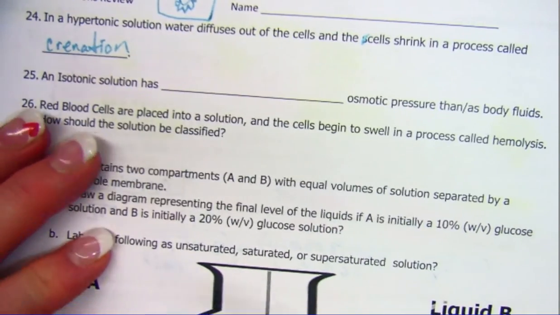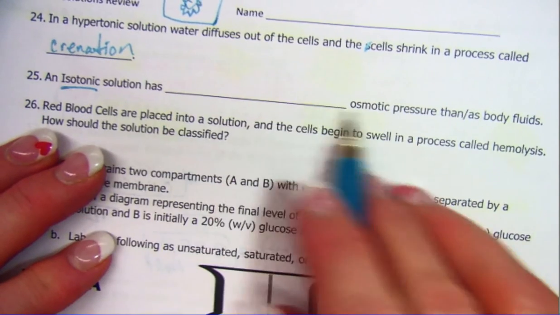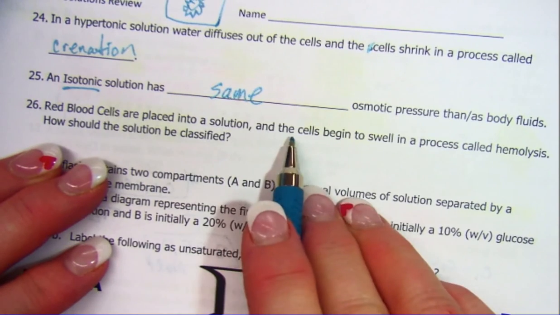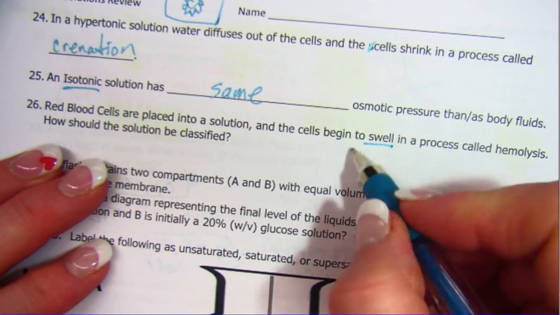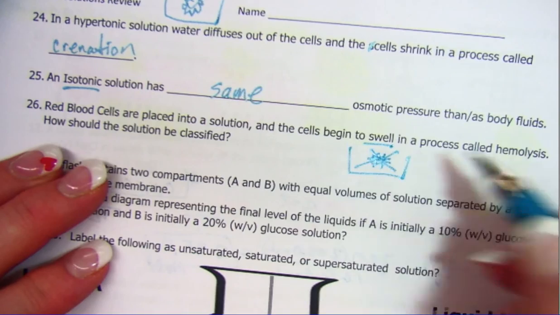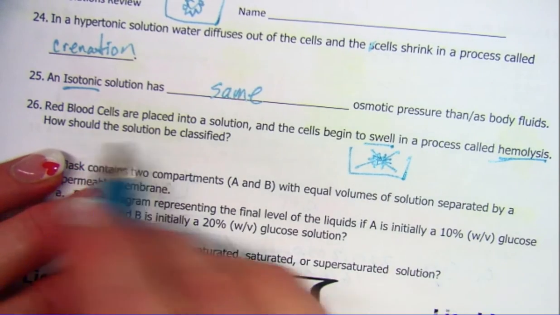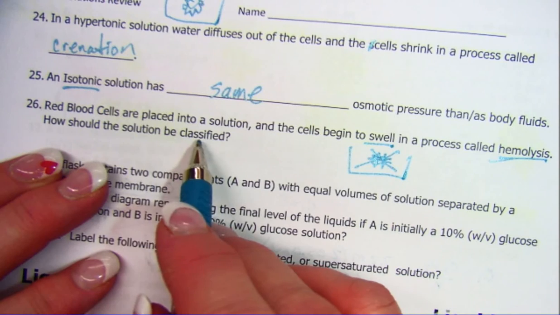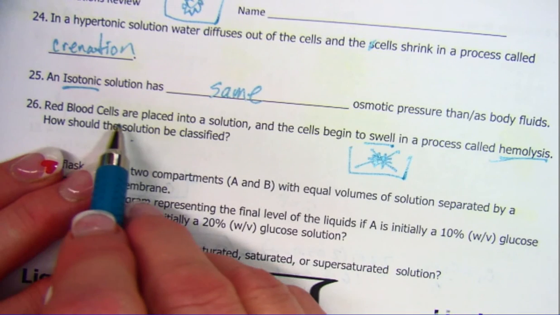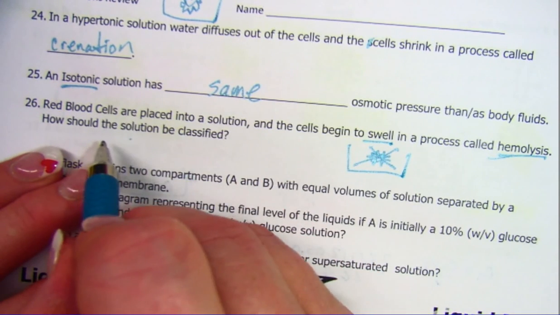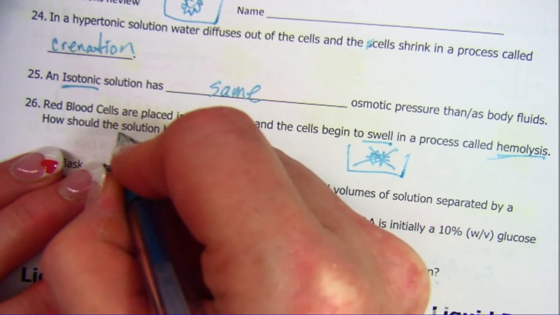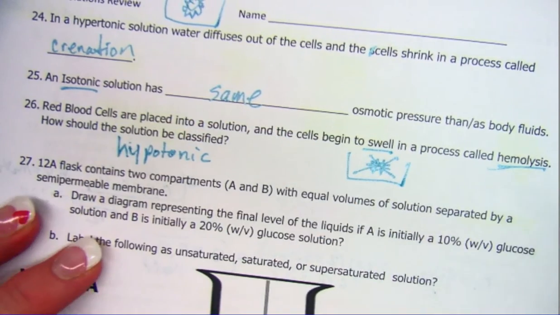Okay, isotonic solution. Iso meaning same, has the same pressure. Red blood cells are placed in a solution and the cells begin to swell. That means water is trying to get in there because it's really concentrated inside, and because it swells, it's called hemolysis. How should the solution be classified? It should be hypotonic because the solution is less concentrated than inside.